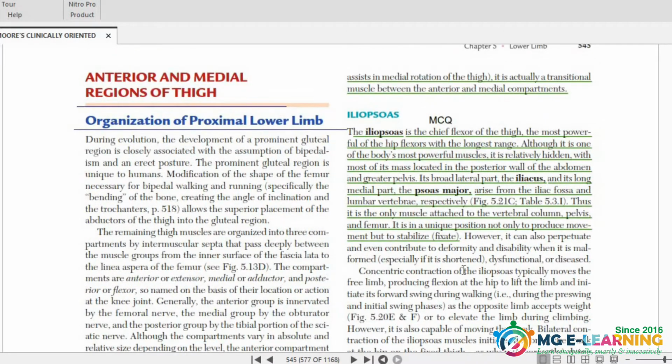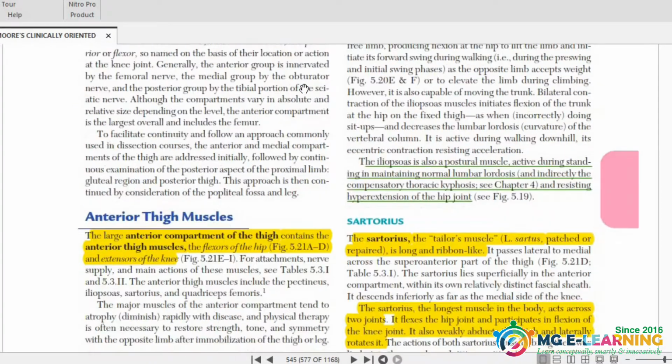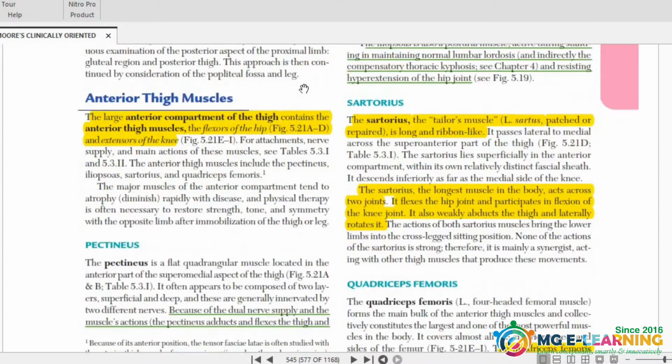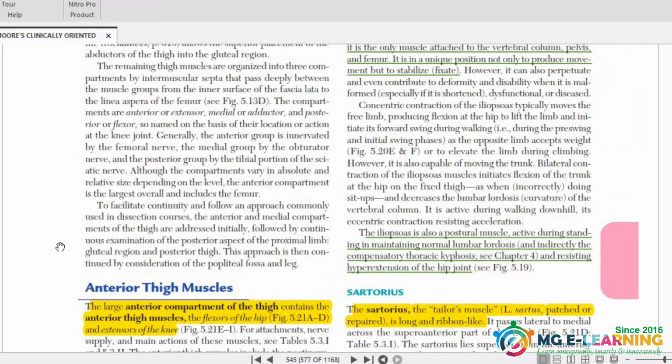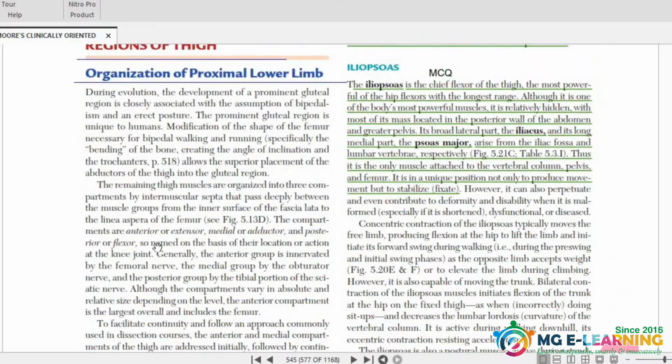And next we move on to the anterior and medial region of the thigh. First of all, here are some muscles of the anterior thigh region. And you have to know that the anterior thigh muscles are the flexors of the hip and extensors of the knee. You have to read all these muscles once from the MCQ point of view. This one.